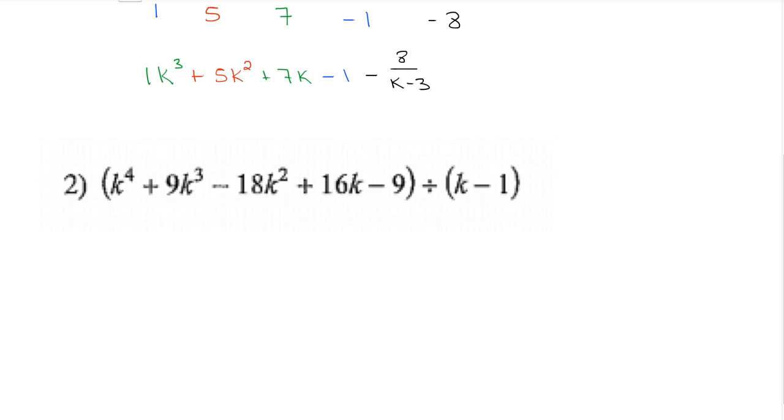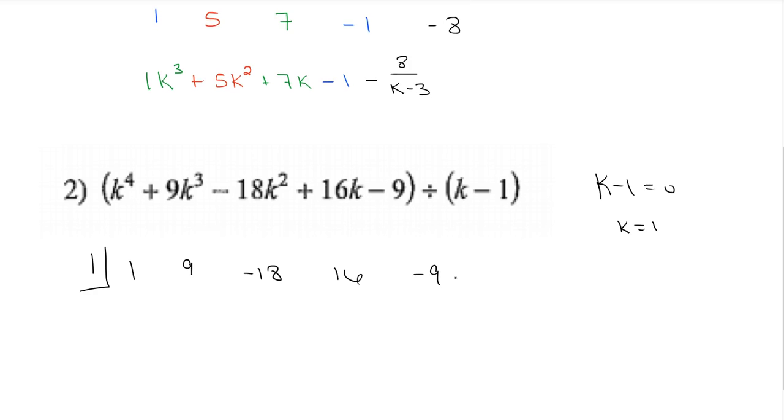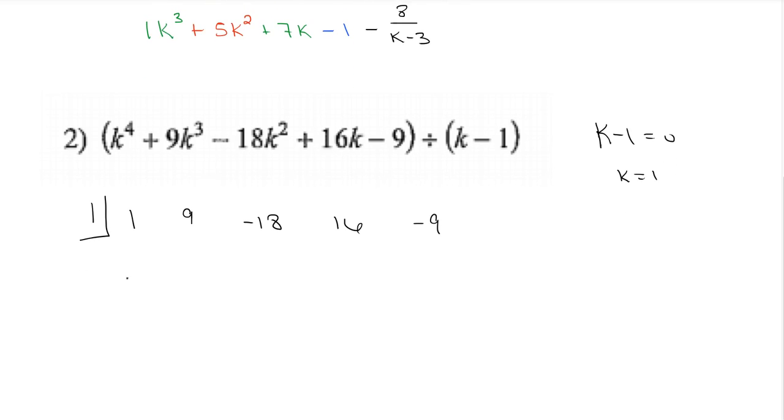So looking at our second example, I have this polynomial divided by k minus 1. Again, if I take k minus 1, set it equal to 0, I get k is equal to 1. So I'm actually going to divide by the 1 here on the outside and write down all my leading coefficients, which are 1, 9, negative 18, 16, negative 9. Okay, and I'm always going to bring down my first term, which is 1.